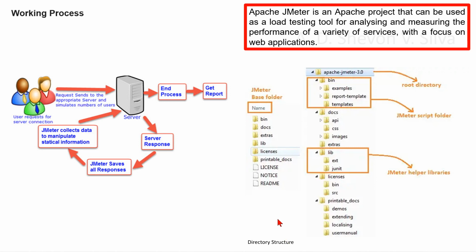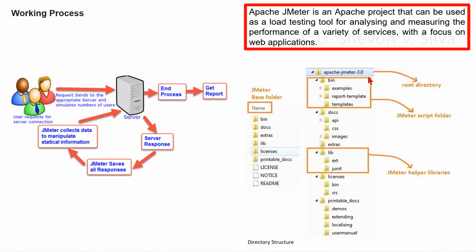The protocol directory is mentioned just before, inside the SRC directory. These directories are not shown in this figure. So here you can see a JMeter based folder in this picture. You can see the bin directory, docs, extras, libs, licenses, printable docs, and here the files license, notice, readme.